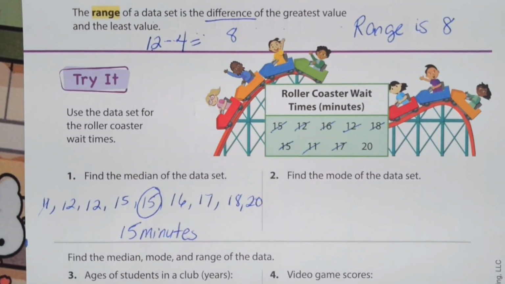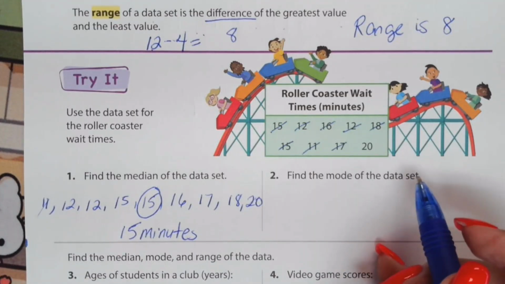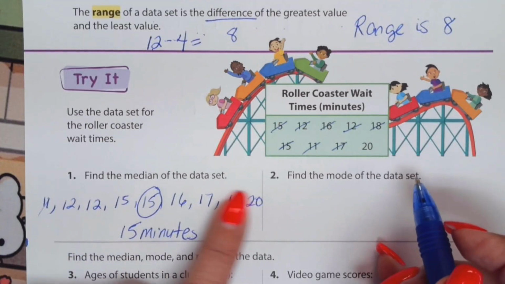Do you have a question? If there's two 12s and two 15s, what would be the mode? Right now we're doing median. So you're on the next one. Okay, now we're going to do mode.